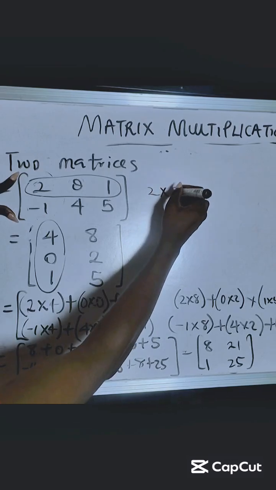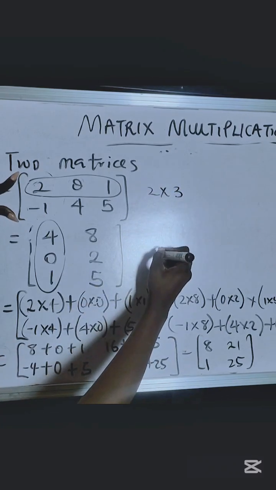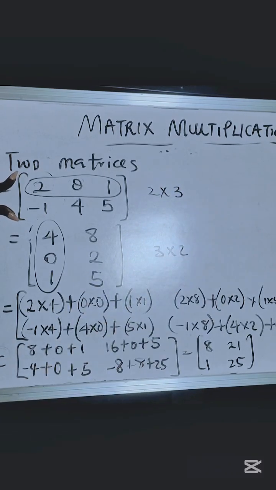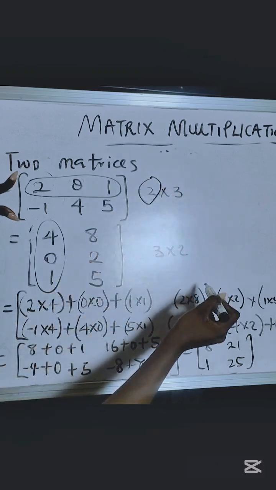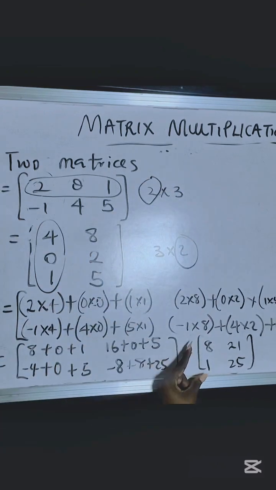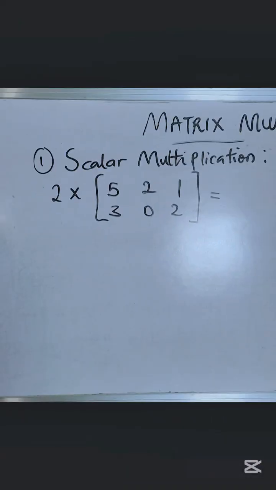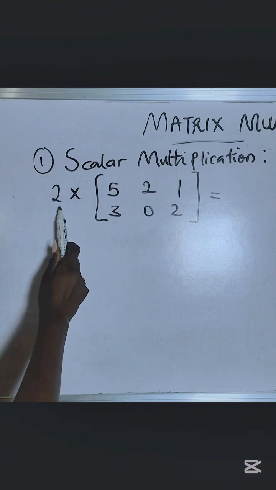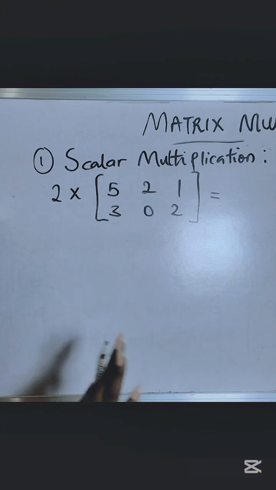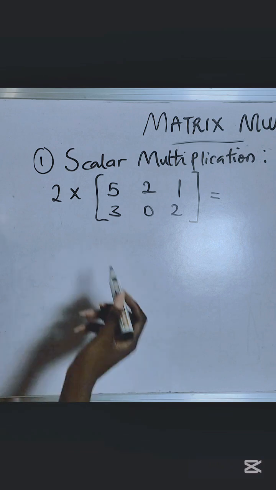A 2 by 3 matrix multiplied by a 3 by 2 matrix ended up giving us a 2 by 2 matrix, which is this. So in matrices, we have what we call scalar multiplication. This is a case where you have a scalar multiplying a matrix. It's straightforward. All you have to do is just multiply.